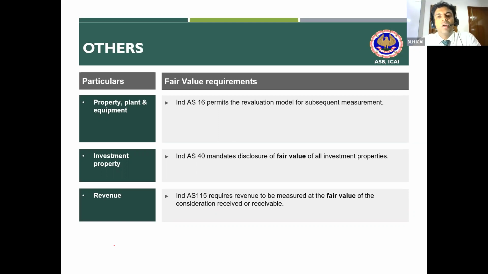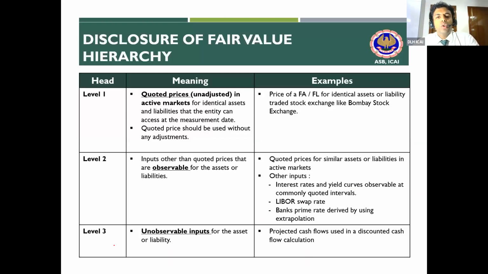Standard says 113. Disclosures. Multiple disclosures need to be made, like level 1, level 2, level 3. What is level 1? Quoted price. If the fair value is to be determined on the basis of the quoted price, then it is level 1, which is a quoted price.